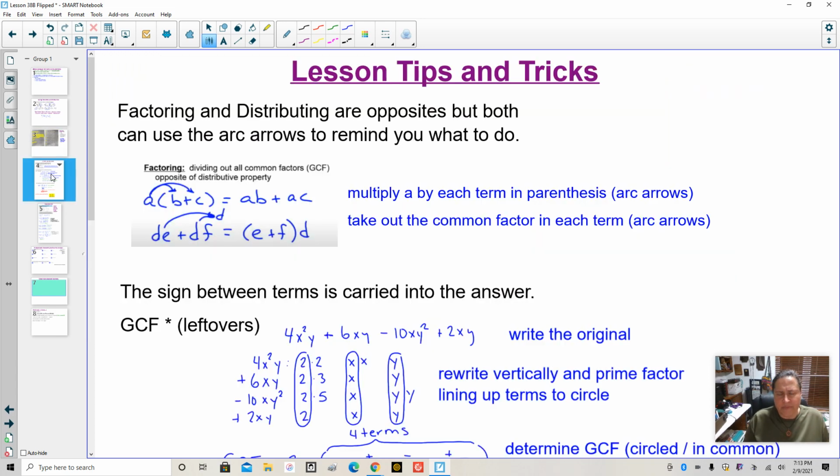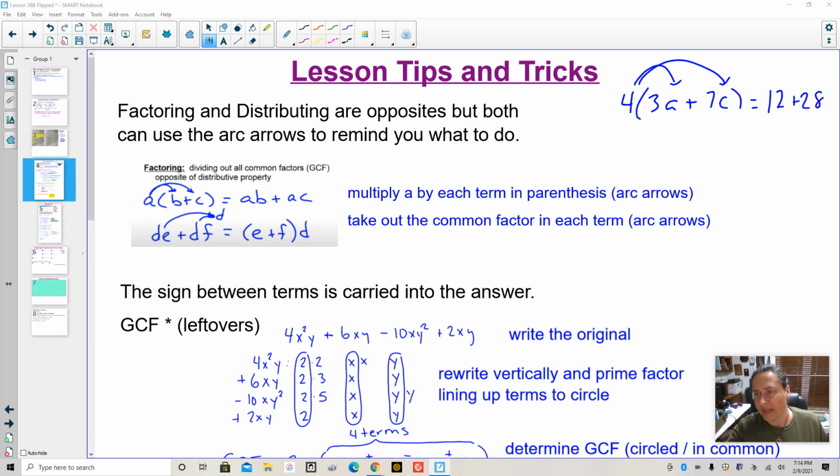All right, let's do some lesson tips and tricks. I actually think I have some good advice around understanding this a little bit better. So factoring and distributing are opposites, but both of those can use the arc arrows to remind you what to do. So I particularly liked what Mr. Newman did in there. And I'm pretty good about always saying, if I take 4 times 3a plus 7c, I use my distributive arc arrows to remind myself that 4 times 3a is 12a plus 28c.